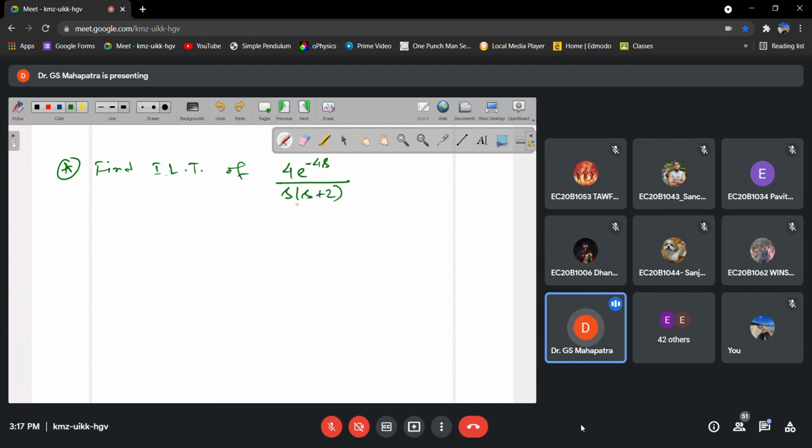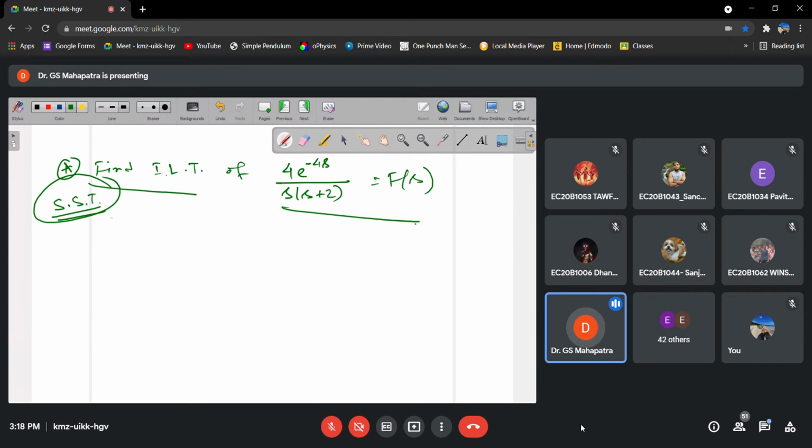So what is the capital F of s? It is not a capital F of s. If we write capital F of s, then you have to use that factorization process and so on, and it will take a lot of time. Since there is e to the power minus 4s, and you know the second shift theorem, applying that one you can find this. So you have to apply this SST to find this inverse Laplace transform.